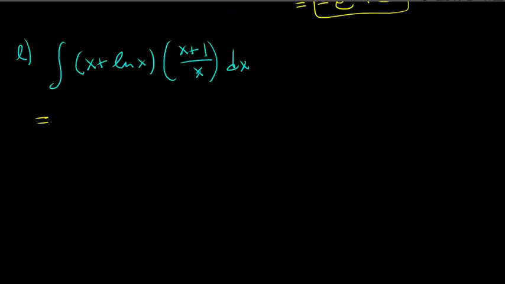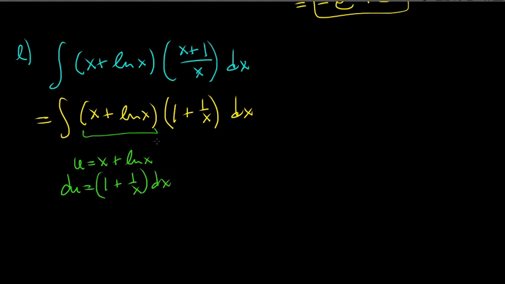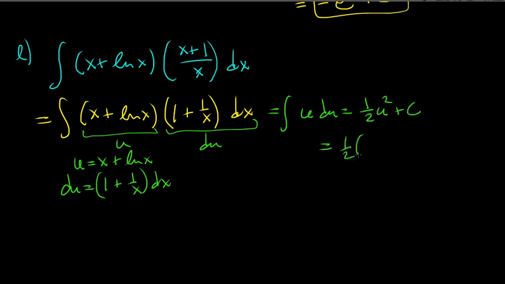So the thing to note here, I can't do much with x plus log x, but I could rewrite the second factor as 1 plus 1 over x. And that should look pretty easy now. If u is just x plus log x, the derivative of that is 1 plus 1 over x. Right? So, yep, this is my du, this is u, so you get the integral of u du, which is 1/2 u squared plus c, and u was x plus log x.